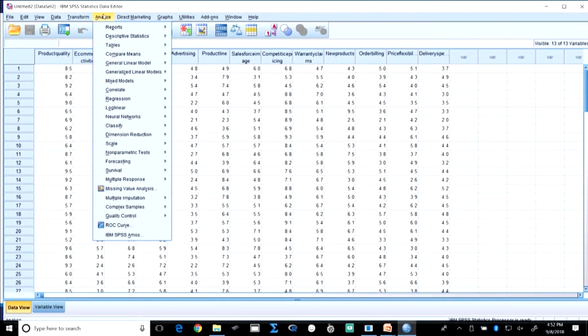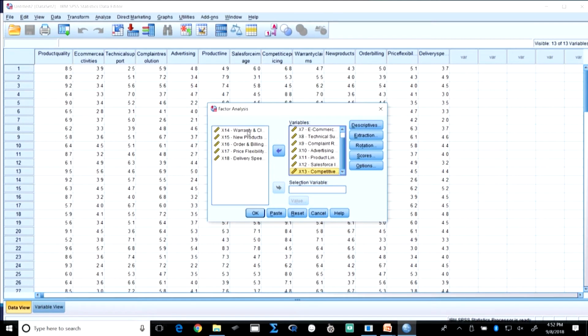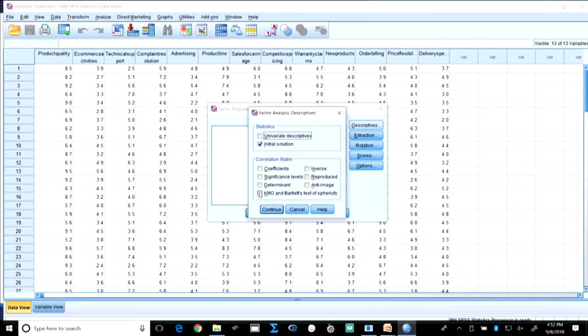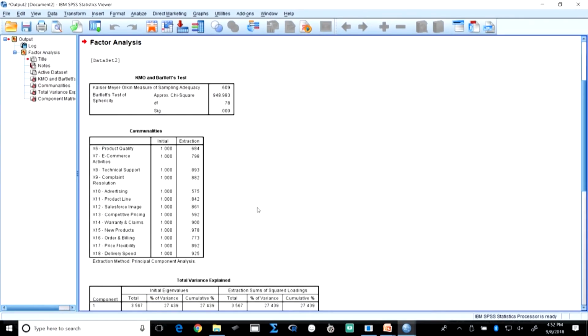This is the one. So, let me run this factor analysis with you. You see, I am going to dimension reduction, factor. Now, I am taking all these variables. So, we have taken all the variables. Now, if you go to descriptives, you will see here the KMO. So, this is what we are talking about. So, let us check what the KMO and the Bartlett's test values are.